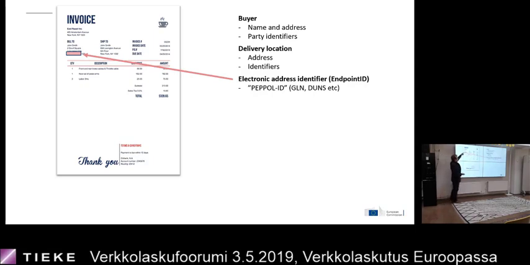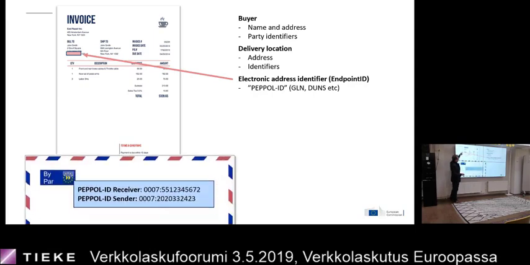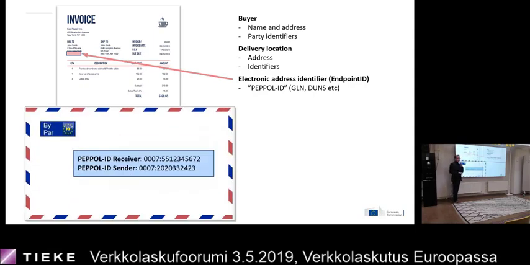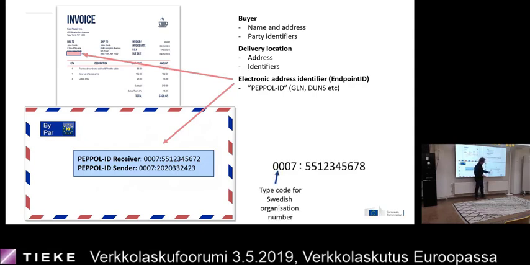It's a mandatory element in the PEPPOL BIS. It's also mentioned on the envelope in the invoice. So the service provider or the access point can just use the envelope information to send the invoice to the correct location. And it has a structure with a prefix which says which type of number I'm using as my PEPPOL ID, and then the ID itself. So in this case, 0007 means the Swedish organization number, and then comes the Swedish organization number, and all of this becomes my PEPPOL ID. So this is like my phone number in PEPPOL.